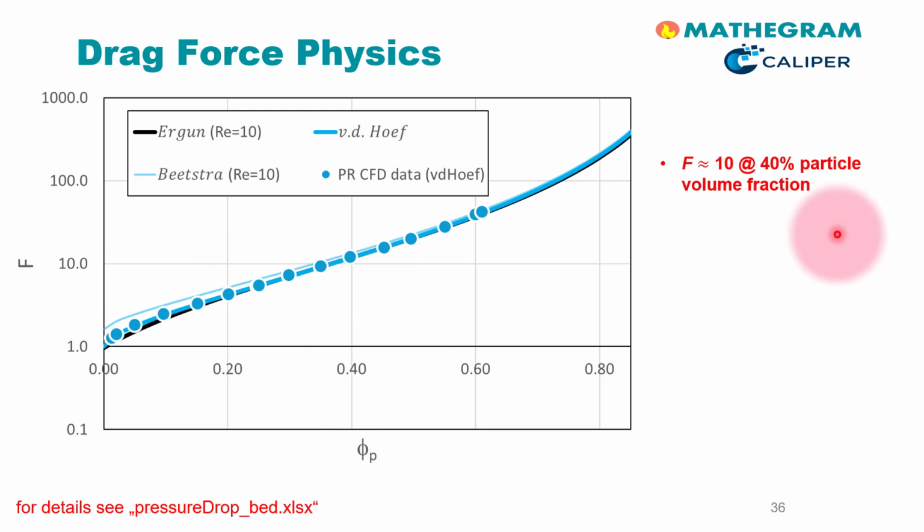Thus, the drag on a particle in a moderately dense bed is already 10 times higher than that on an isolated particle. If we follow the curve further, we see that f approaches huge values beyond the close-pack limit, the latter being approximately 0.6 particle volume fraction. As you can see, the drag then becomes quickly 50 to 100 times higher than that in the dilute limit.